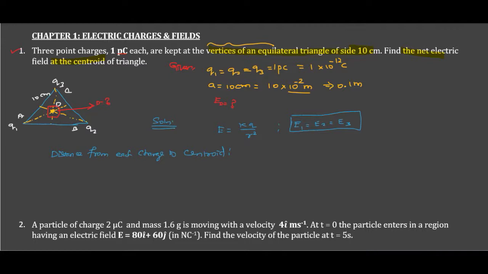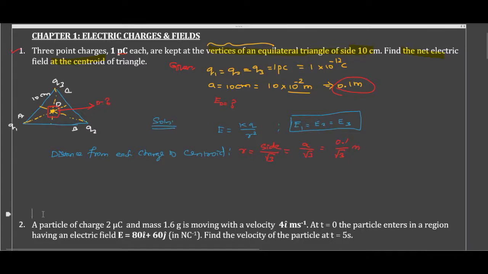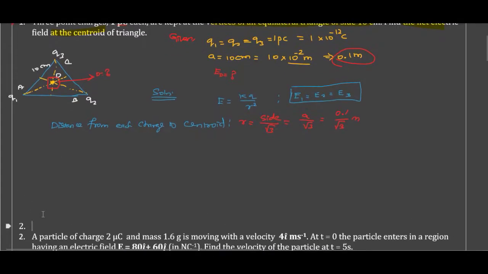We know the formula for the centroid of a triangle, which we may have studied in class: the distance R is equal to side by root 3. That is nothing but A divided by root 3. A in meters is 0.1 meter. So 0.1 divided by root 3 is the distance. Now we can substitute here. So E1, E2, E3 we need to calculate. All have the same value, so no need to worry about that.